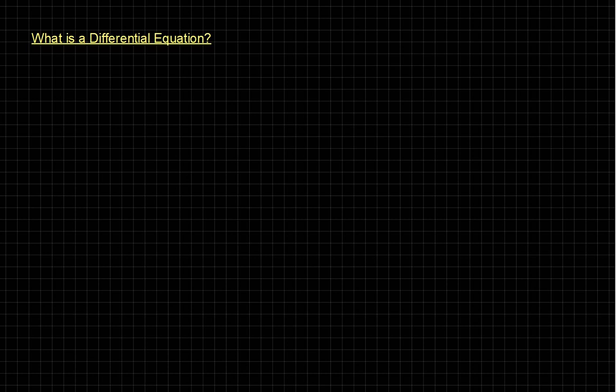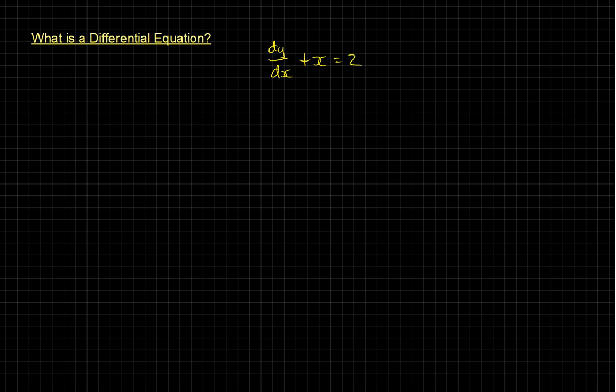So let me just make up some examples, for example. So let's say dy over dx plus x equals 2. This is an example of a differential equation. Okay, or we could have the second derivative of y with respect to x minus 3 times the first derivative equals 5, for example, right? Or equals 5 plus x, right?